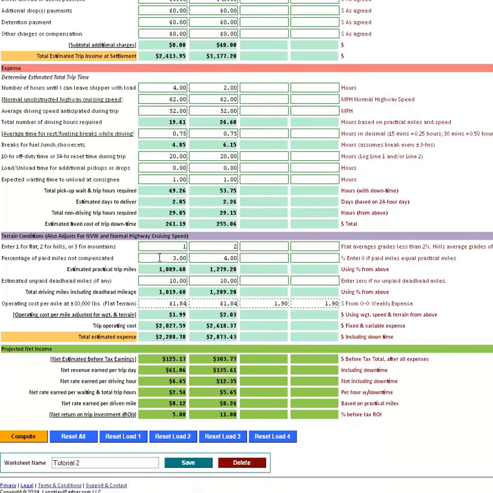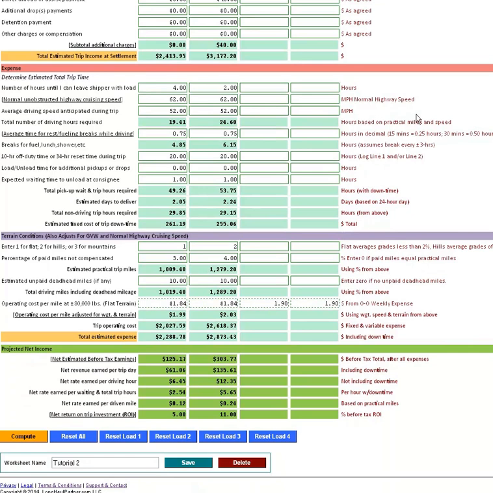Now, percentage of paid miles not compensated. If you're being paid by hub meter or odometer or GPS, your practical miles, your actual driven trip miles, may be the same as your paid miles, which are sometimes referred to as short miles. If that's the case, you'll enter zero here. But for load one, I'm estimating that the actual miles I'm going to drive for this trip are going to be about 3% over what we're being paid, and about 4% for the second load.